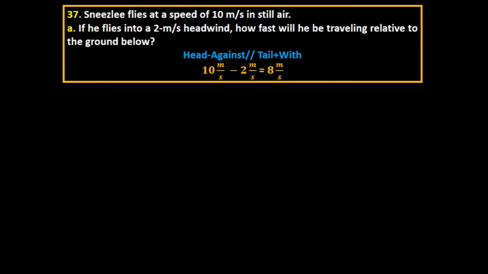Relative to the ground below, how fast will he travel when he experiences a tailwind of 2 meters per second? I think I already answered that. 10 meters per second plus 2 meters per second is 12 meters per second.